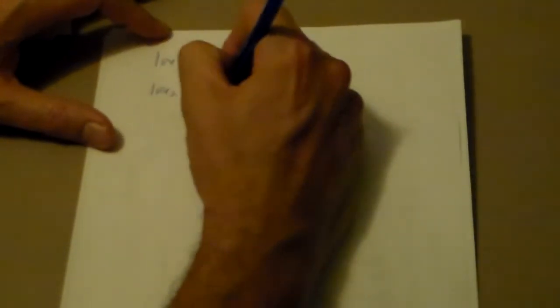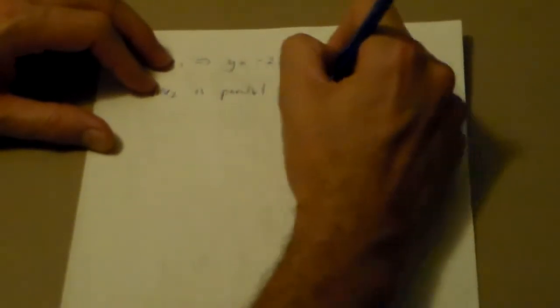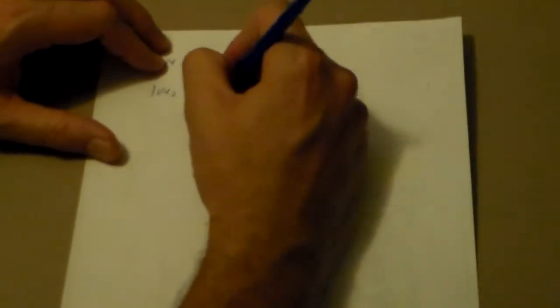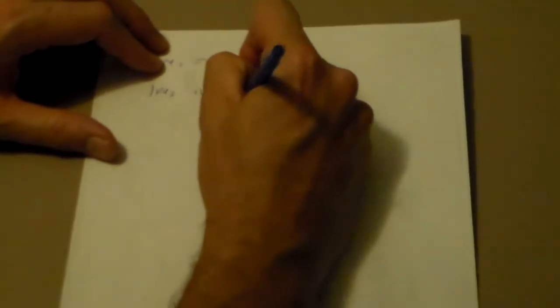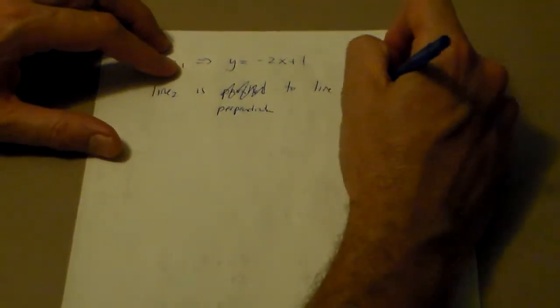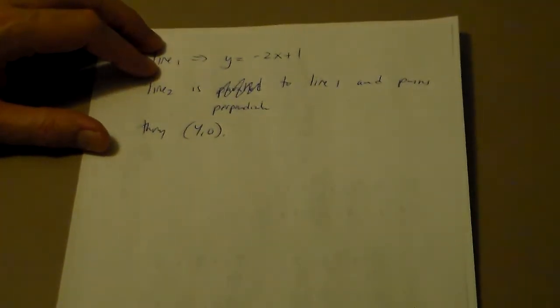Okay? So there's one more type of problem to practice in this section, and it says something like this. Line 1 is y equals -2x plus 1. Line 2 is perpendicular to line 1 and passes through 4, 0. They want me to find an equation of a line.